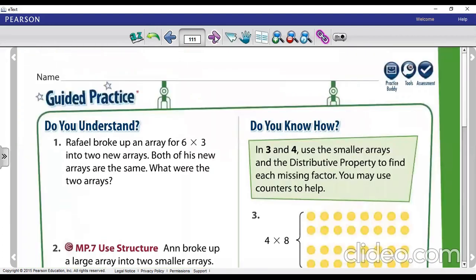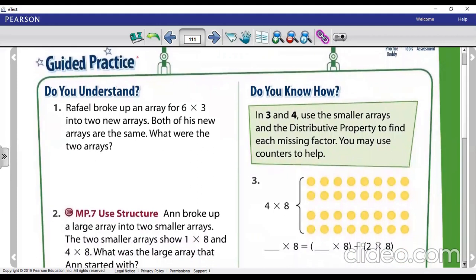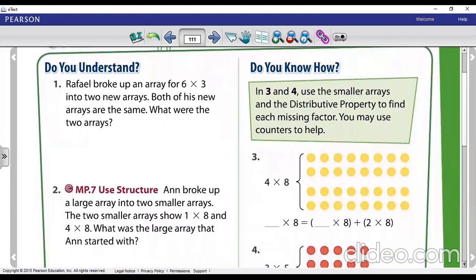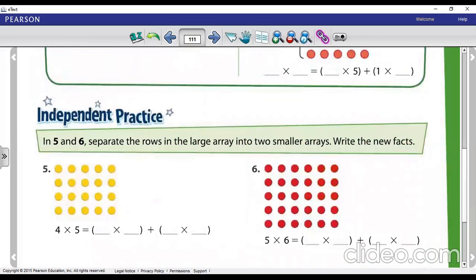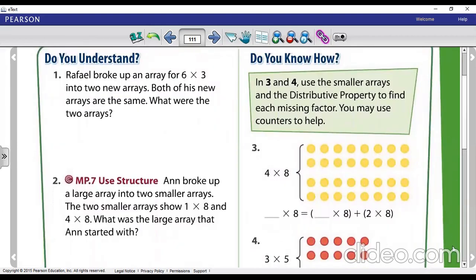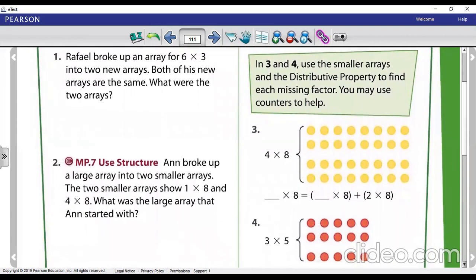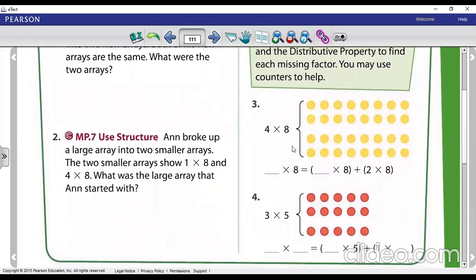Please open your book on page 111. Use the smaller arrays and the distributive property to find each missing factor. You may use counters to help. Okay, again, I will write 4 multiply 8 as 2 smaller multiplication equations, okay? So the 8 will remain the same. The second number will stay the same as it is. Multiply 8 will stay the same, okay? And I will change the 4.